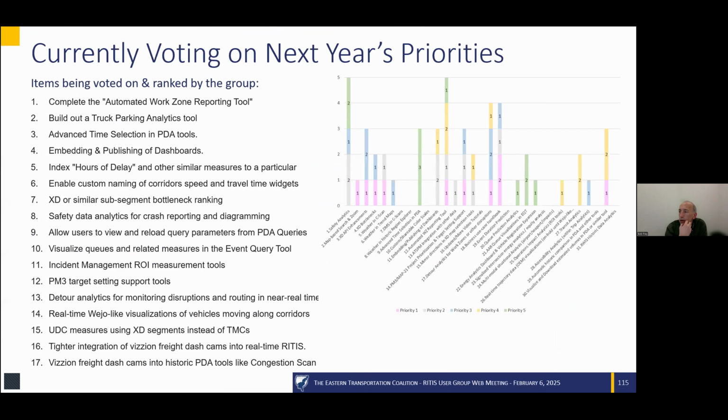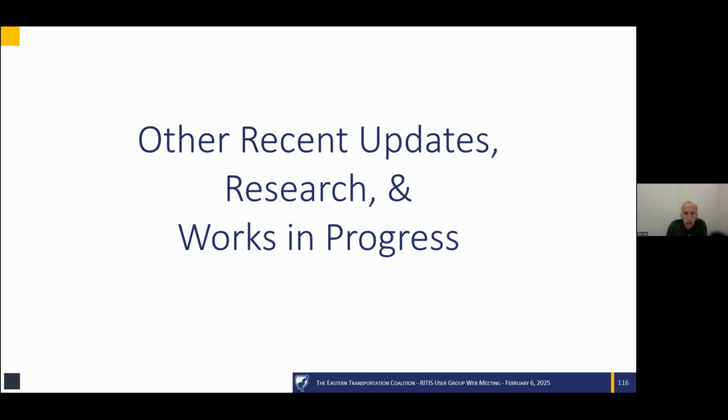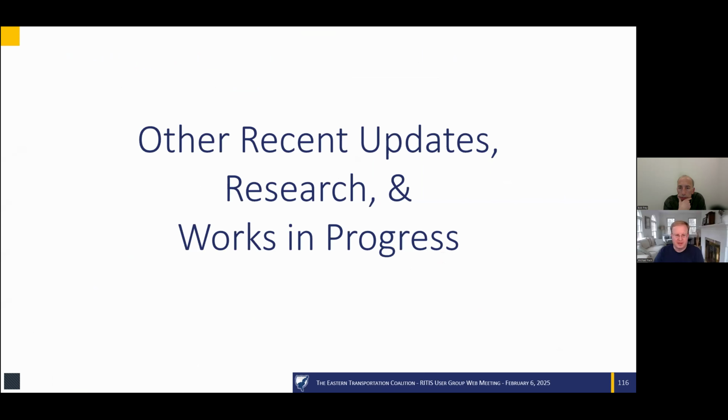So this is a list of our next set of priorities that we started discussing at our meeting in December. I'm not going to read through all of it, but you see that the work zone reporting tool is at the top of the list. You can see there's many options here that we're considering that cover a lot of different areas, like more delay metrics, more dashboards, safety information, freight, more functionality upgrades. And our group is evaluating all of them right now. So more on that at our next meeting, probably. And with that, I think I'll turn it over to Michael to talk about some of the other recent updates. Thanks, Bob. Next.